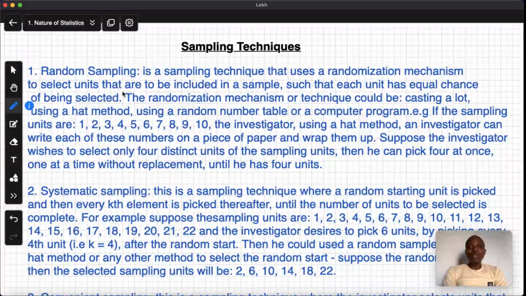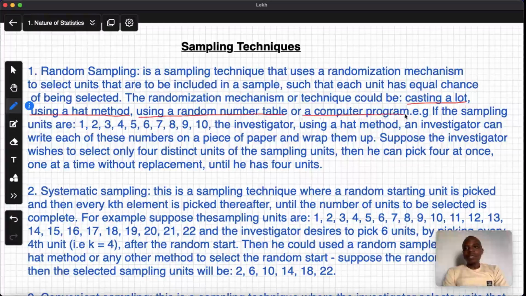And what does random sampling involve? Random sampling says, okay, use a randomization mechanism, a randomization technique, to select the units to be included in your sample. And when you are using this randomization mechanism, it will bring about equal chance of selection for all the units. For instance, the randomization mechanism could be casting a lot. It could be that you're using a hat method. It could be that you're using a random number table rather. It may be that you are using a computer program.